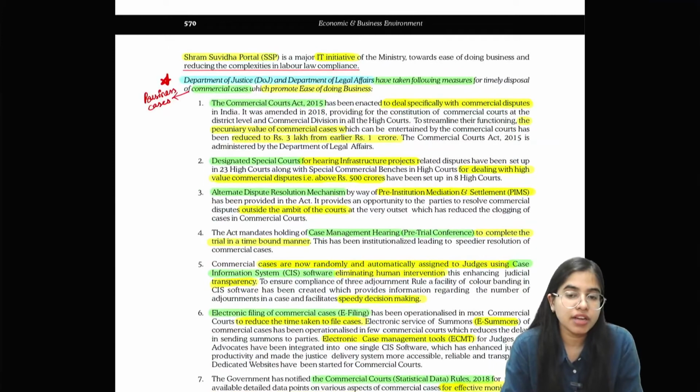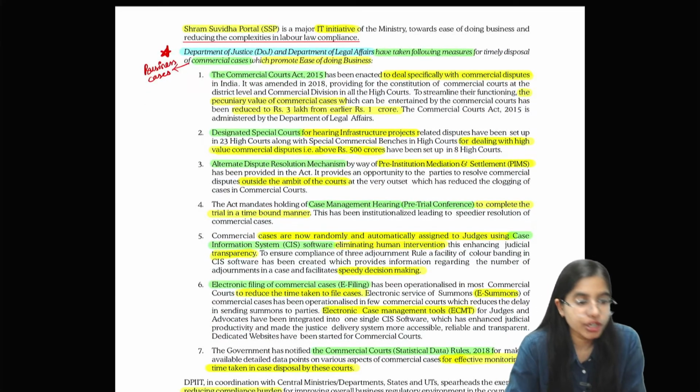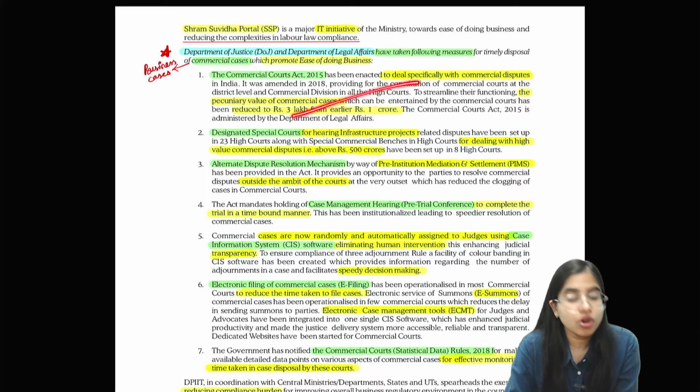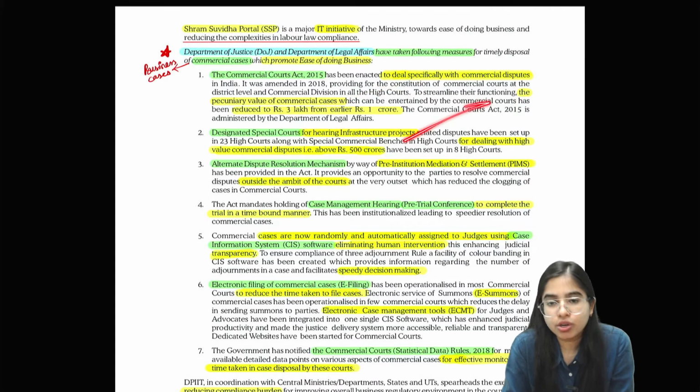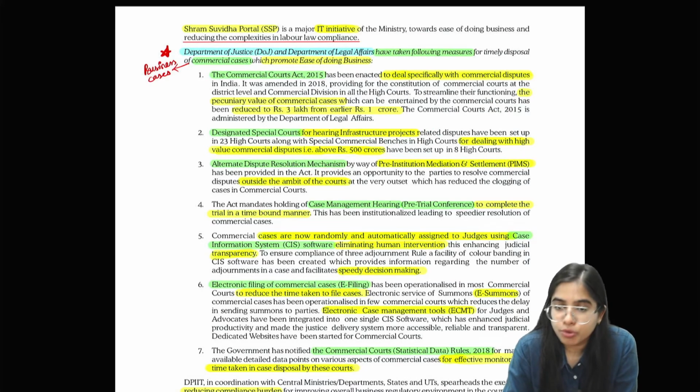Ma'am, what initiatives are taken by the Department of Justice and Department of Legal Affairs? They have taken a lot of initiatives to solve commercial cases faster and in a good manner for ease of doing business. First, the Commercial Courts Act has reduced the 1 crore limit to 3 lakhs. They have designed a special code for infrastructure of a minimum value of 500 crore. You have started an alternate dispute resolution mechanism by coming to a mutual settlement.